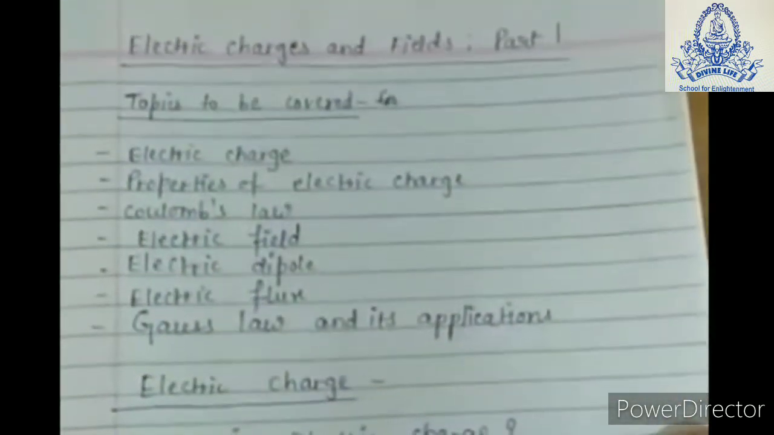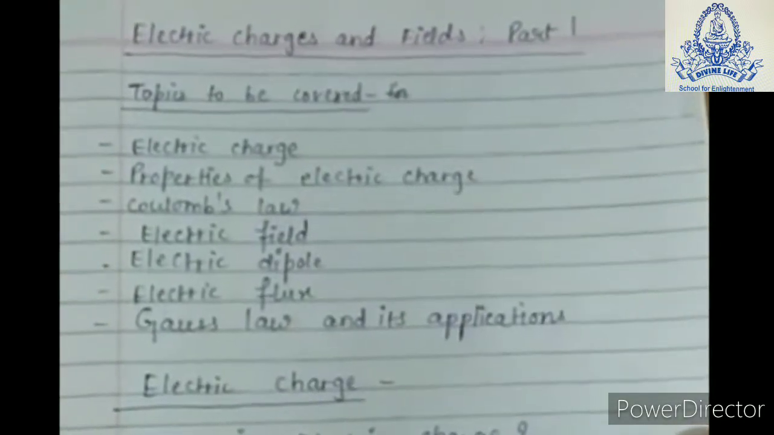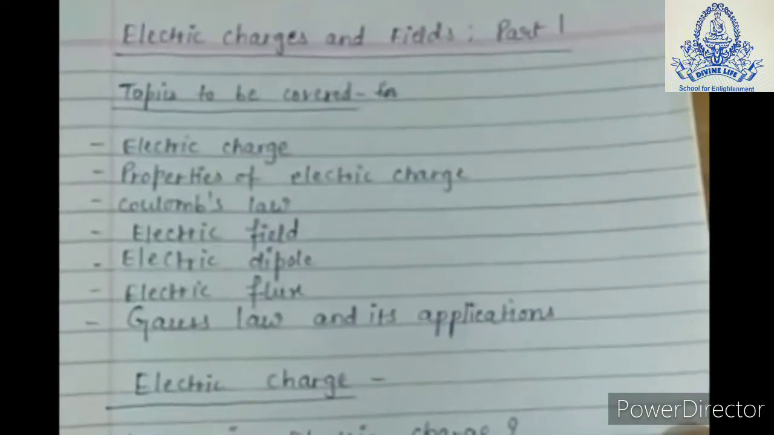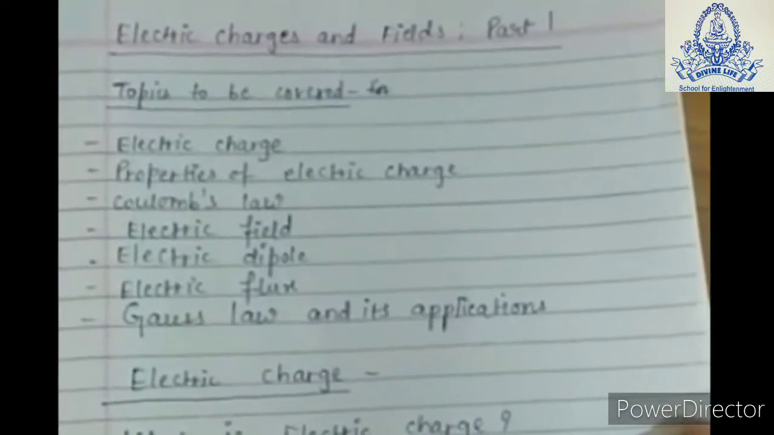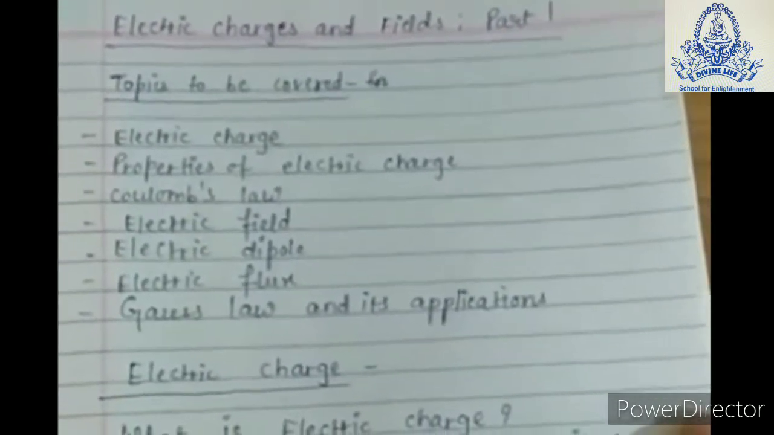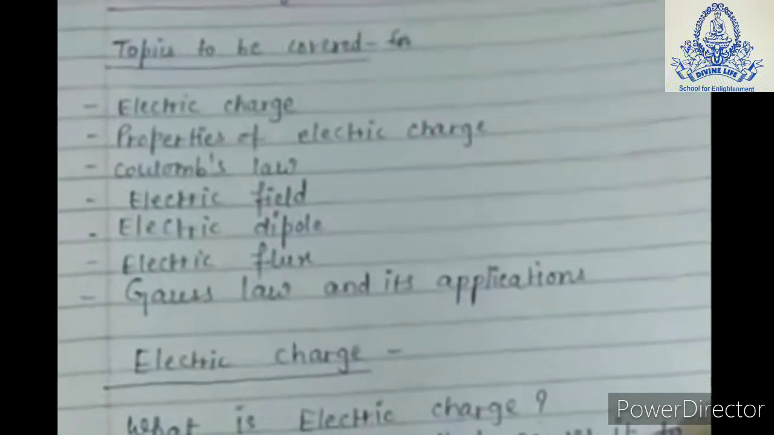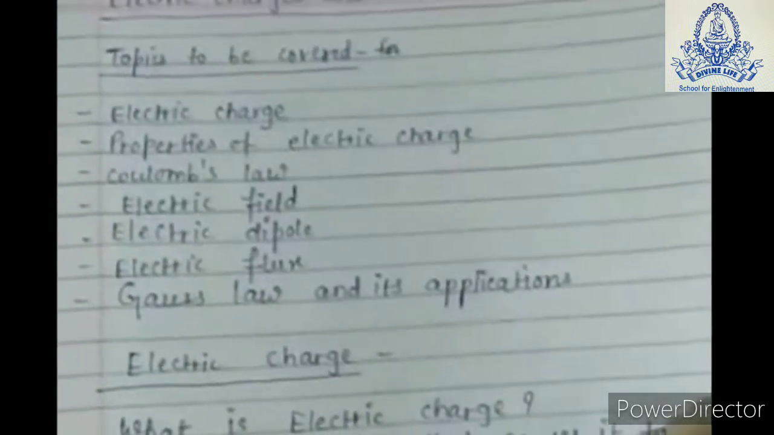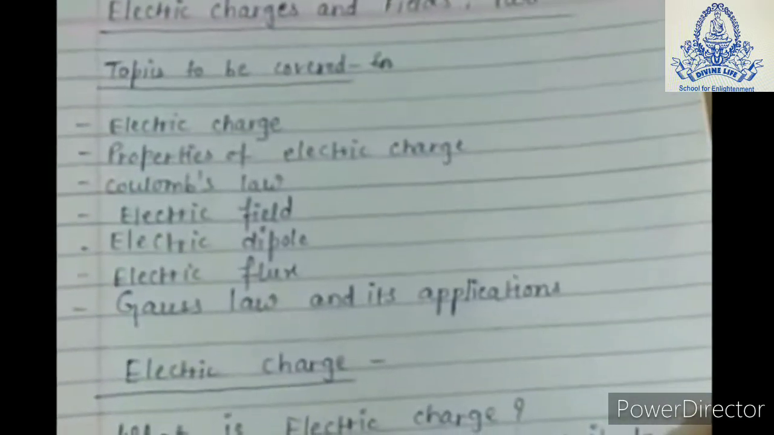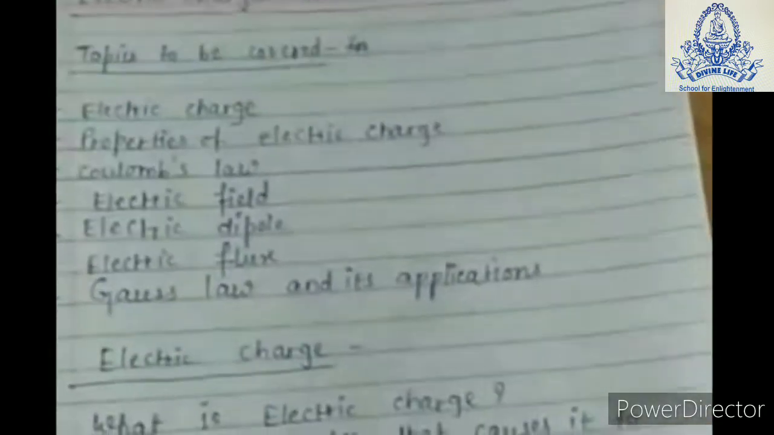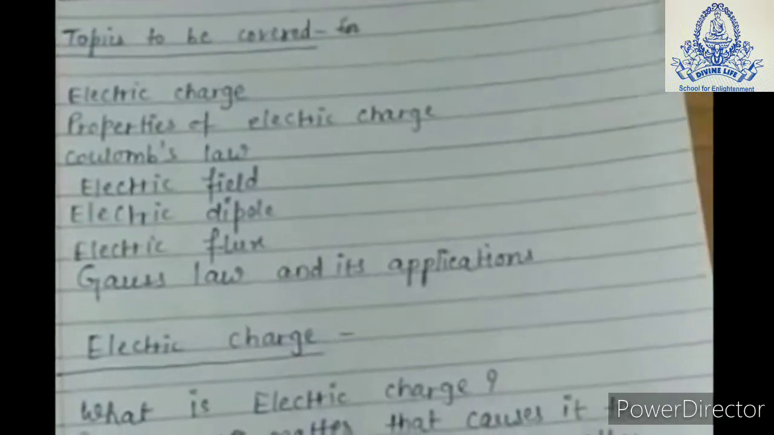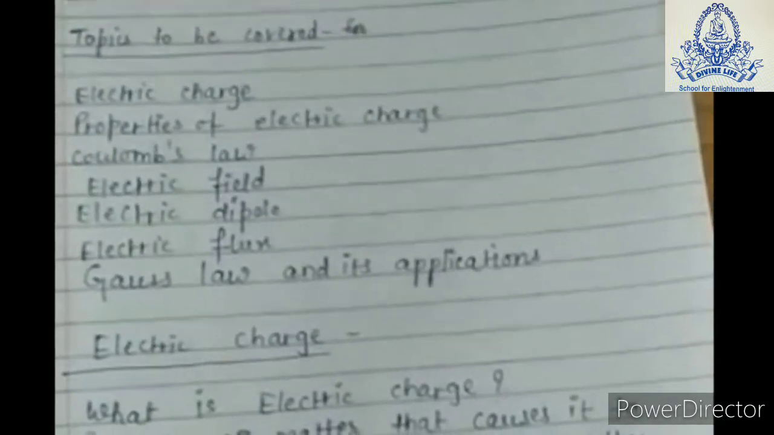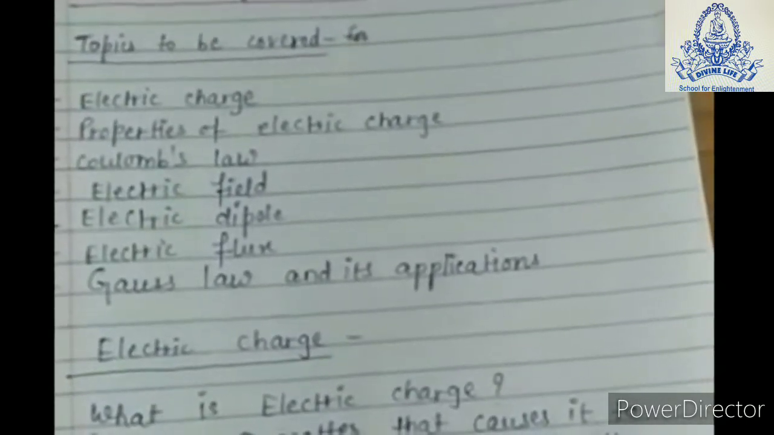The topics to be covered in this chapter are electric charge, properties of electric charge, Coulomb's law, electric field, electric dipole, electric flux, Gauss law and its applications. Our first topic is electric charge. So, let us start with the first topic, that is electric charge.